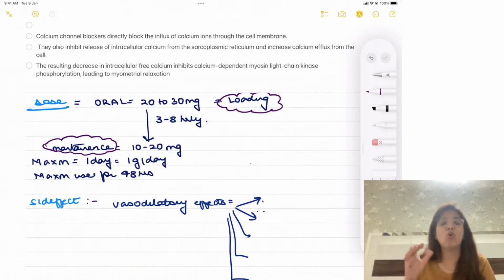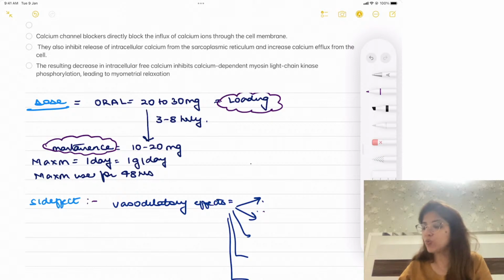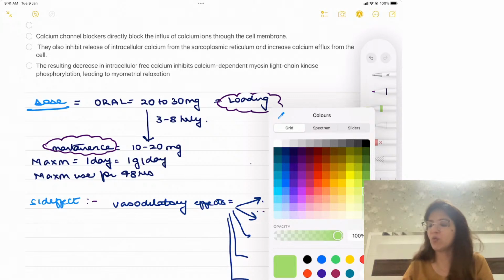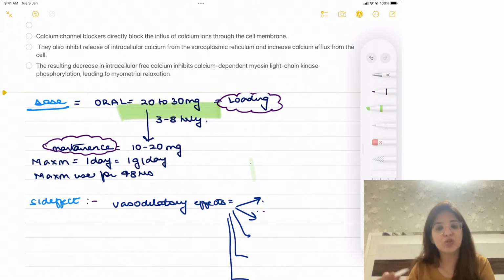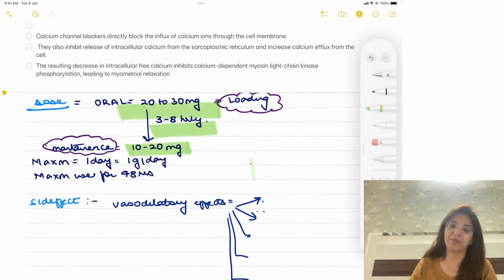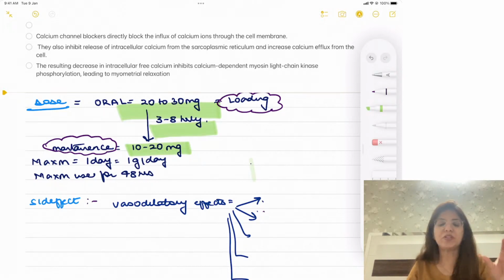Now, what is the loading dose of nifedipine? You are going to give nifedipine orally, and initially you are going to give the patient 20 to 30 milligrams of oral nifedipine. And then after every 3 to 8 hours, you are going to repeat oral nifedipine 10 to 20 milligrams. Initially I am going to start with 20 to 30 milligrams. Clinically, in your hospitals, you are going to typically start with 20 milligrams. But guidelines say 20 to 30 you can start.